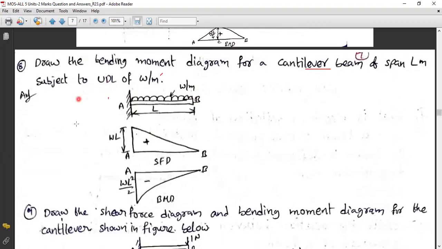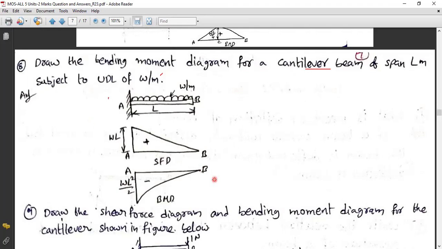So if I'm not wrong, I'm taking the next question, ma'am. That is the eighth question: draw the bending moment diagram for a cantilever beam. So this is a cantilever beam here. One side is supported, on the other side it is free. So what is happening here? W is acting here, W acting over the length here. So it is having a length of L.